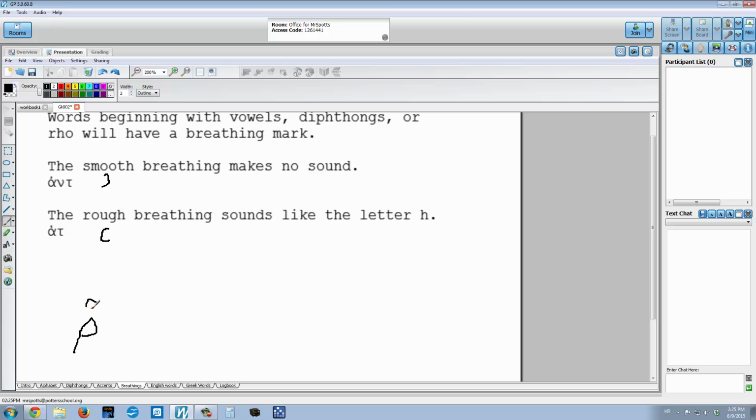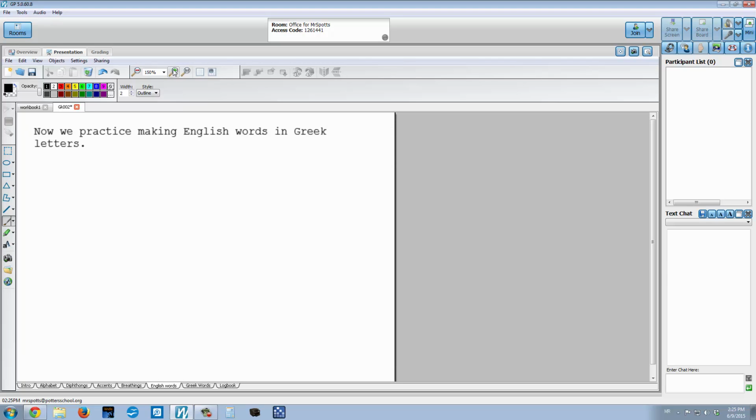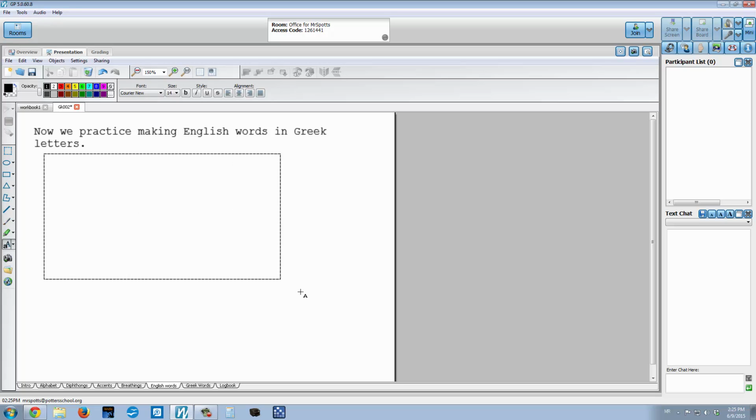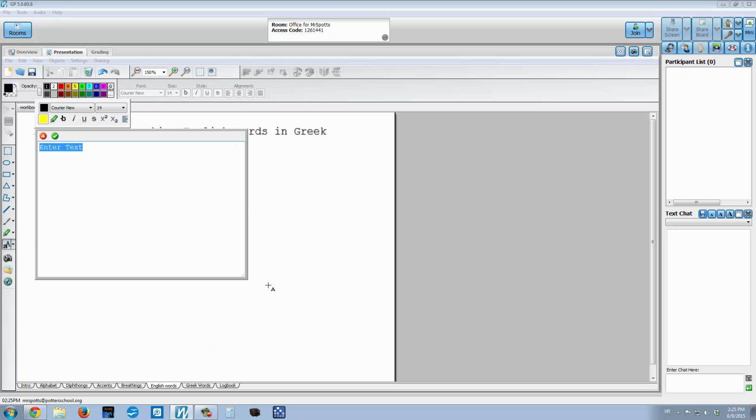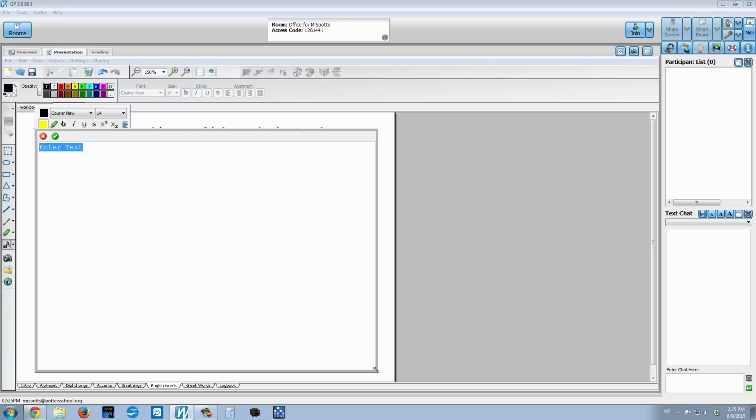Good Greek word, huh? Now the letter rho, if it's at the beginning of a word, will have a rough breathing, and that's where we get spellings of words like rhythm and rhinoceros. All right, well, now the thing we should do is practice making, now this is what we do a lot in class. We'll practice making some English words using Greek letters. Make a text box kind of big here, and I'll change my keyboard to Greek.